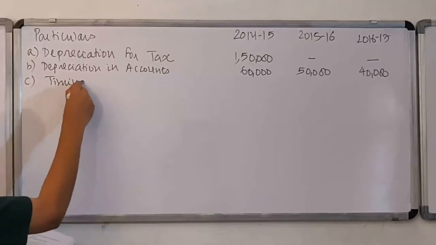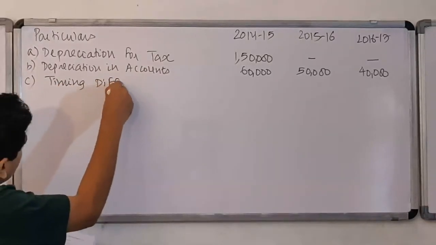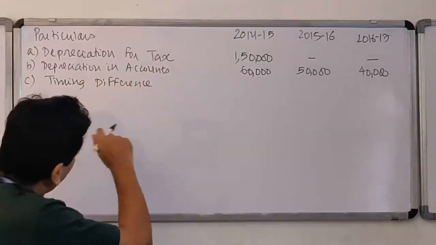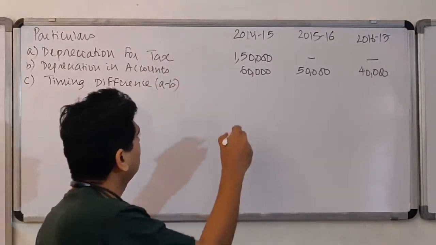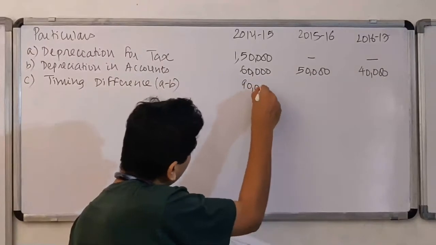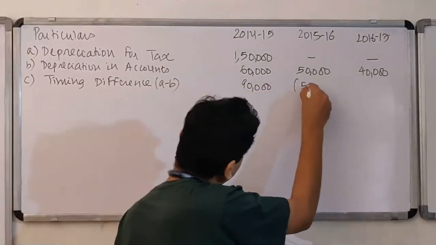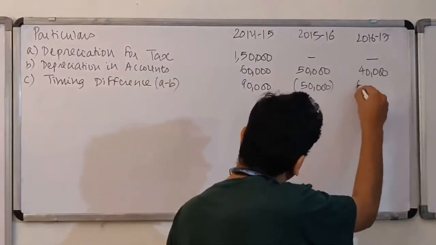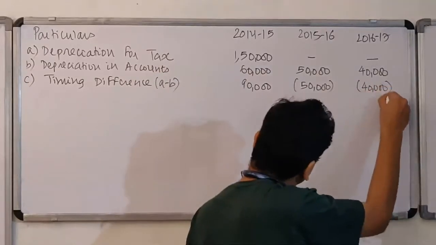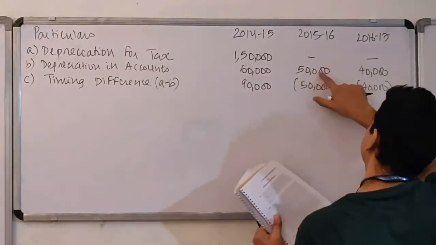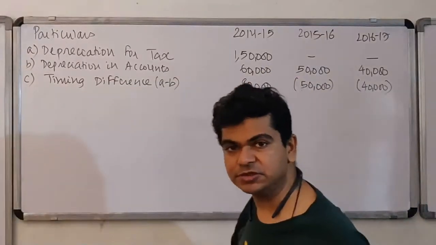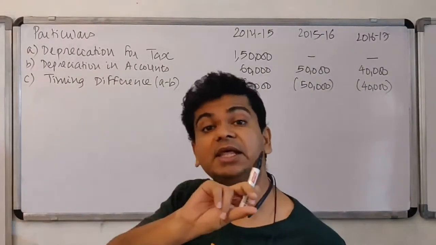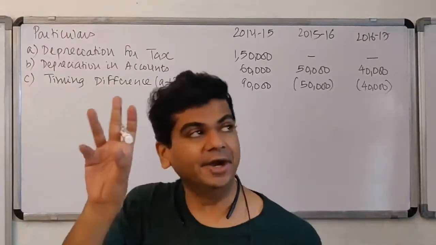So C, we say timing difference. That's your A minus B. 90,000, negative 50,000, negative 40,000. Basically, this is 0, so 0 minus 50,000 and 0 minus 40,000. And this is 1,50,000 minus 60,000. So that's my timing difference. These timing differences should be added.